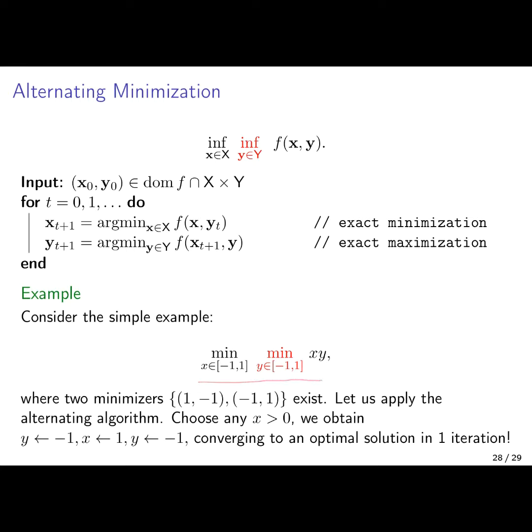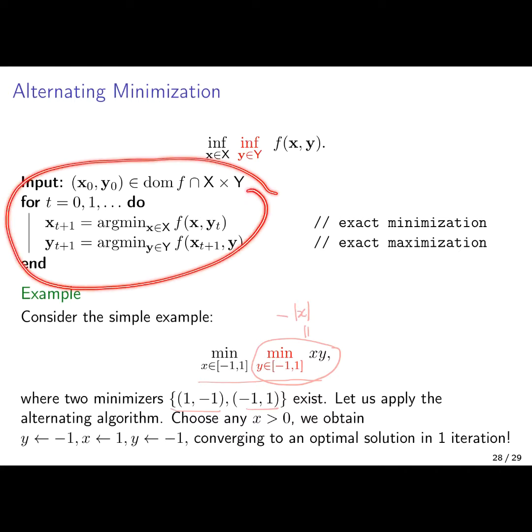This is a very simple example, and I hope you can easily see the minimizer is either 1, minus 1 or minus 1, 1. Okay, and the way to say it is, if you look at here, this is basically minus x absolute value. And now you're minimizing, therefore x can be 1 or minus 1, and y can be minus 1 or 1. Okay, it's clear that we have two minimizers. Now if you apply the alternating minimization algorithm, then you actually converge very quickly.